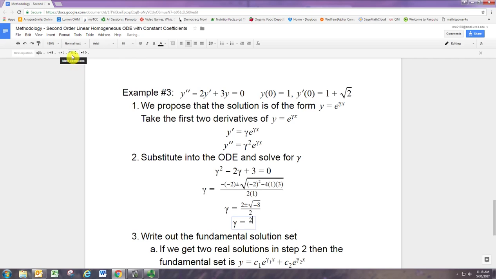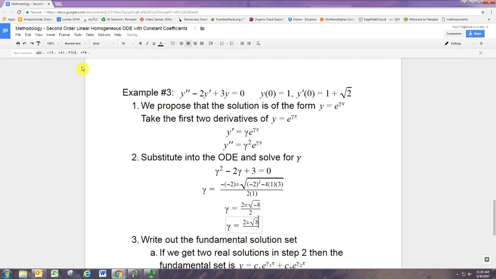Hopefully remember that the square root of a negative results in an imaginary number, and it works just like it would with a positive number, except you throw an i on there. So the square root of negative 8 is the same as the square root of 8 times i, where the i is outside the square root. But the square root of 8 can actually be reduced because it's 4 times 2. You can write the square root of 8 as 2 square root of 2.